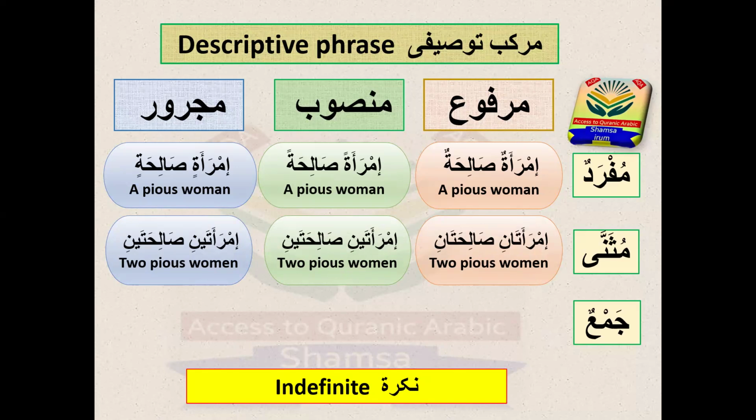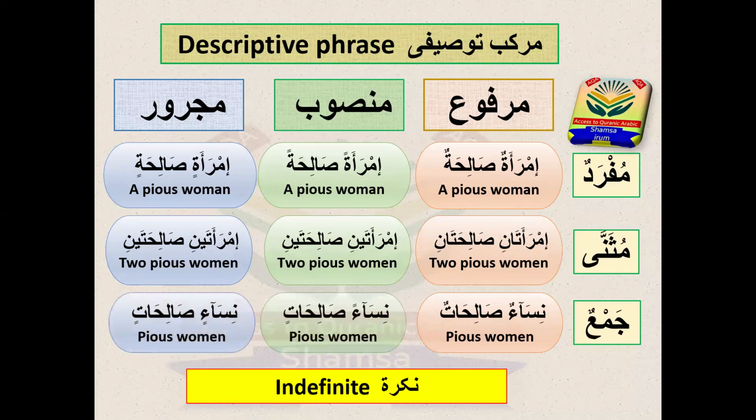For the jama of imra'atun, it is nisa'un. It is also a broken plural, the jama mukassar, and salihatun is a jama salim. Okay, so it's a sound plural. And for mansub and majroor, they are nisa'an salihatin, nisa'in salihatin. So same situation. If I ask you, in this green situation, the salihatin and salihatin, they both are the same.